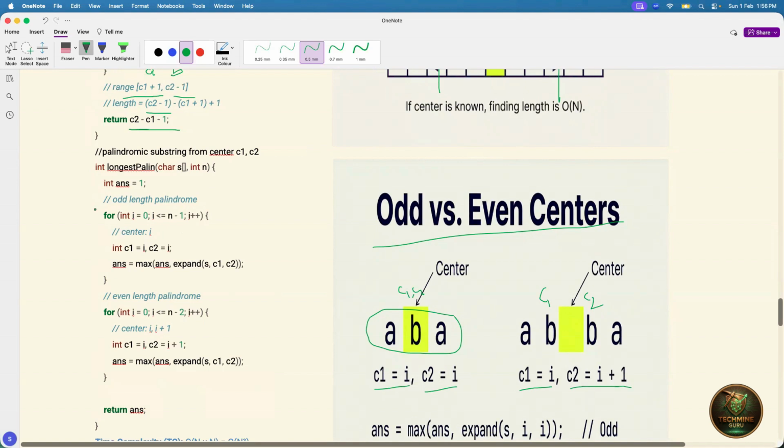So for the same, we are writing the code. Here we have handled the odd length palindrome case and the even length palindrome case. And for the odd length palindrome, we are running a loop from i equal to 0 to n minus 1.